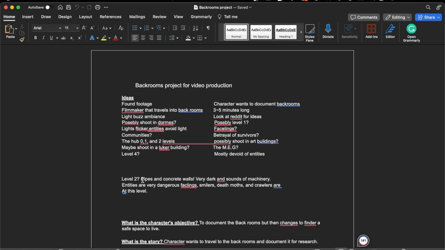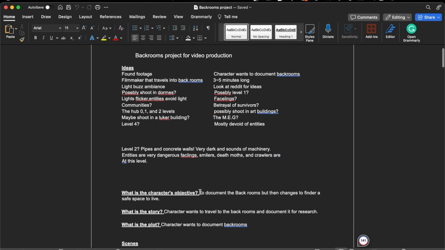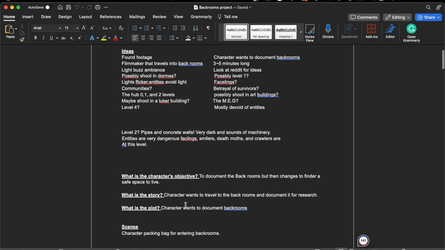I actually even wrote down descriptions for the different levels. What is the character's objective? To document the back rooms. Why does the character want to travel to the back rooms? Document it for research. Character wants to document the back rooms.